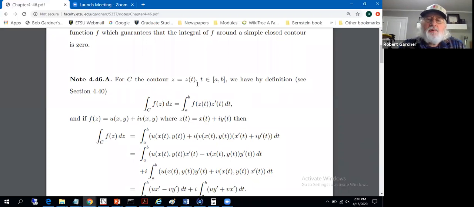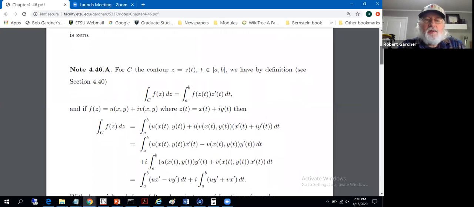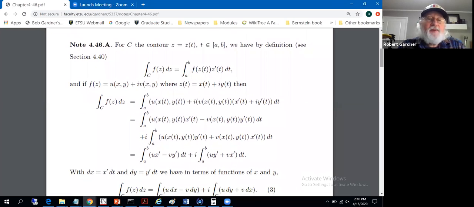Suppose C is a contour given parametrically by z of t, t ranging from a to b. Then we've defined the integral about C of f of z dz to be an integral from a to b of f of z of t, z prime of t dt. That's our very definition of contour integral. Okay, if we write f in terms of its real and imaginary parts, u of x y plus i v of x y, as we've done many times, and take z of t, the contour, and write it as x of t plus i y of t, so we're breaking it into real and imaginary parts.